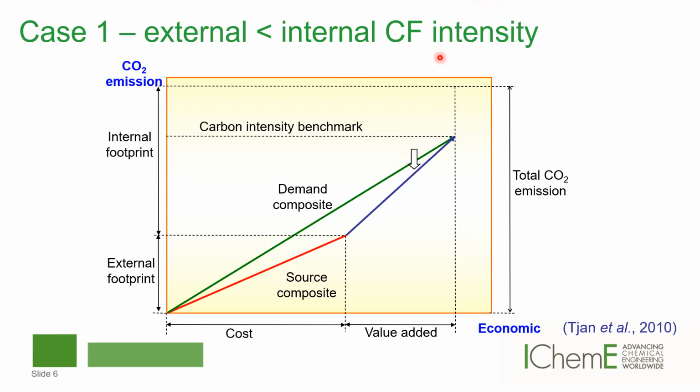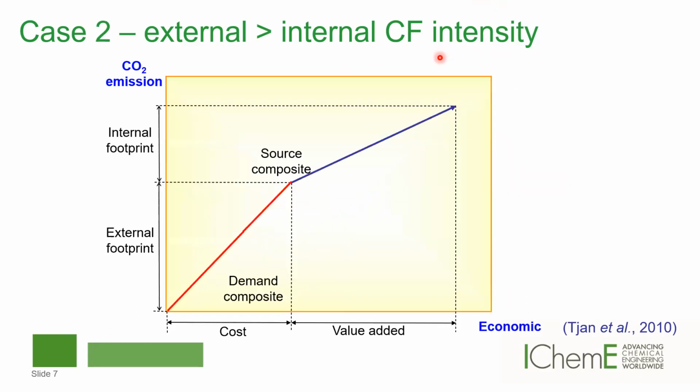Okay, the next case is a situation wherein the CF intensity of the external footprint is greater than the CF intensity of the internal footprint. So it has a steeper slope. The opportunity would be to reduce this external footprint because it has a higher CF intensity.